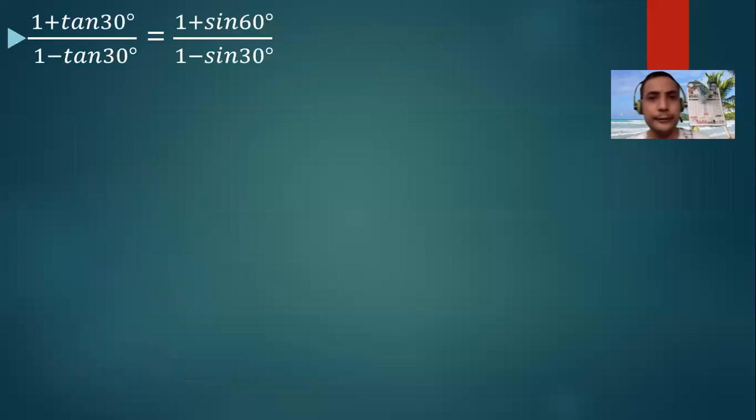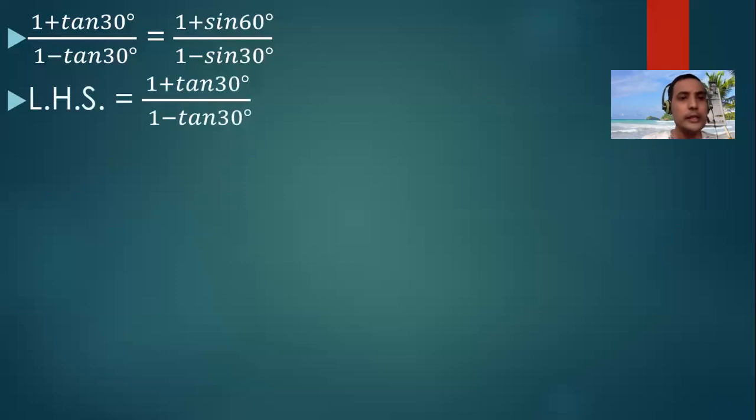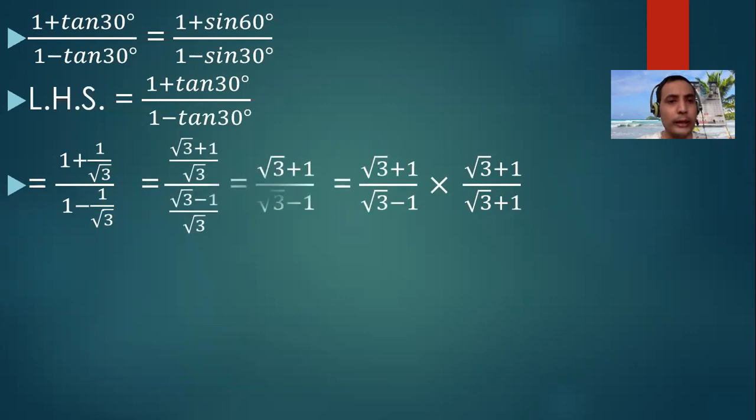Okay, next question. 1 plus tan 30 degree by 1 minus tan 30 degree is equal to 1 plus sin 60 degree by 1 minus sin 30 degree. First of all, taking LHS, in LHS it is given that 1 plus tan 30 degree by 1 minus tan 30 degree. Remember the value of tan 30 degree, that means 1 plus 1 by √3. 1 by √3 is the value of tan 30 degree, that value is written here, and 1 minus tan 30 degree is there, the value of tan 30 degree is 1 by √3, that is written.